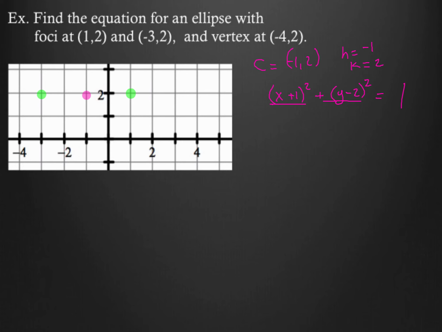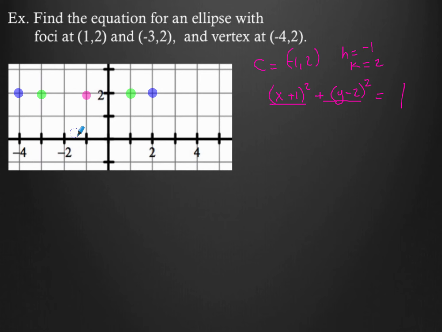Next, I'm going to go ahead and plot my vertex, and my vertex is over at (-4, 2). So (-4, 2) is up here, and I'm going to go ahead and plot it on the other side also, because if I count that distance, 1, 2, 3, I'm going to have 3 spaces in between, or 1 to the left of the green dot, which means I'm going to have 1 to the right of the green dot on the other side. So that's going to be where both of my vertices are.